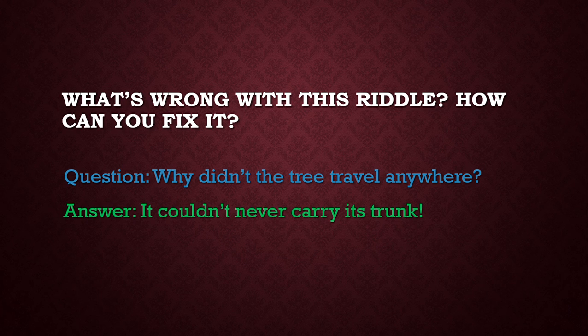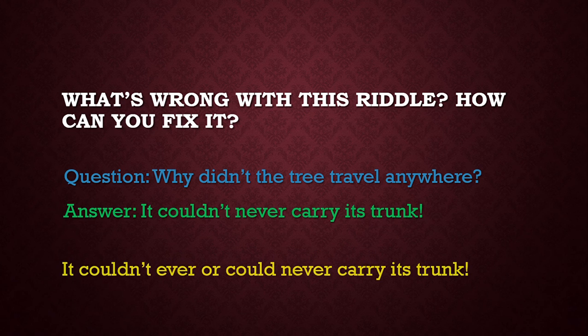Anyway, all right, so the question is, why didn't the tree travel anywhere? Answer: it couldn't never carry its trunk. Okay, what's wrong with this? It says it couldn't never. It should be it couldn't ever or could never carry its trunk, okay? The problem is we have two negatives together, never and not, and that is not the way you're supposed to speak, or write for that matter.